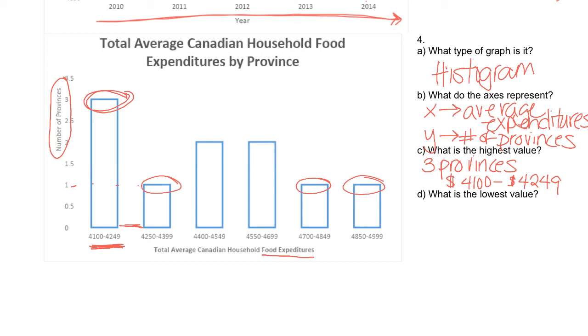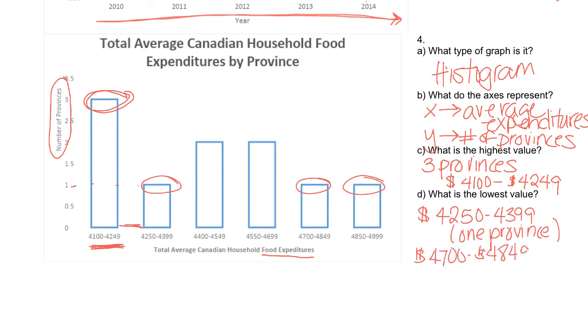And then our lowest value, we have one province between 4,250 and 4,399, one province. And we have the same for 4,700 to 4,849, again, one province. And then 4,850 to 4,999, again, just one province.